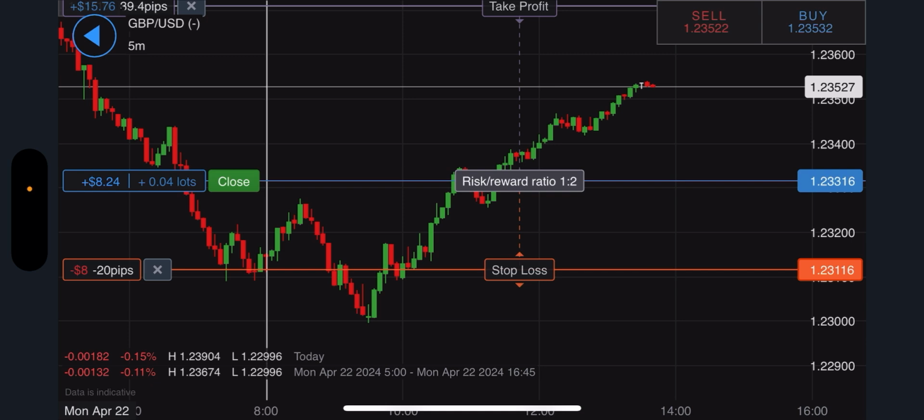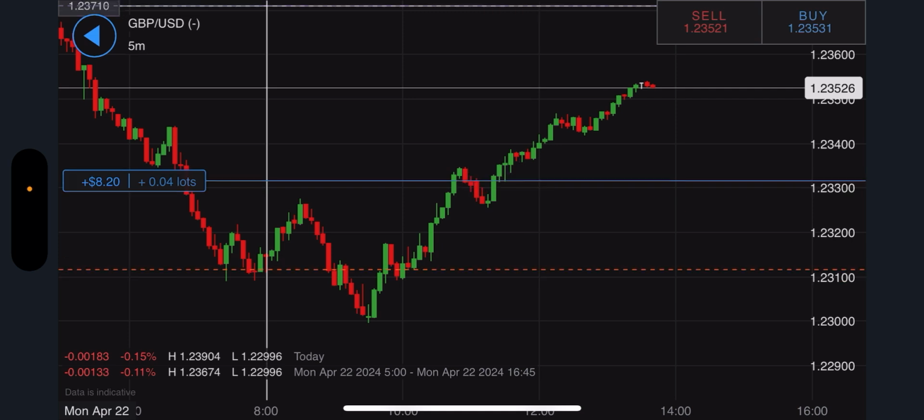But instead of $2 now, it's $8, because as you can see from the blue on the left, we're doing 0.04 lots rather than our examples, which have been 0.01 lot. So that will be still a 20 pip stop loss, which is $8 in this case.